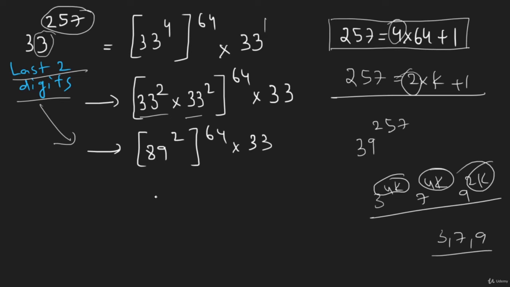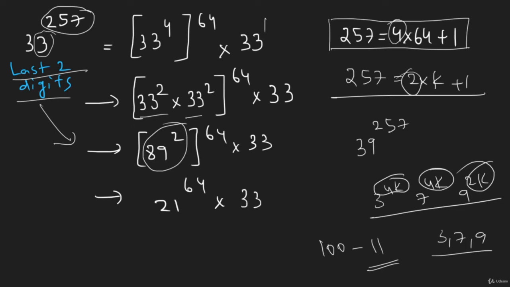Now over here I have 89 square. We know that 89 is 100 minus 11, right? Therefore 89 square and 11 square will have the same last two digits. 11 square is 121. Therefore instead of 89 square, I can write the last two digits, which is 21. So this becomes 21 to the power 64 into 33. Now over here 21 is a number ending in 1, so we know the last digit over here will be 1, right? And then you have to multiply 2 with 4, that gives you 8. So this simplifies to 81 into 33, and let me make some space over here.